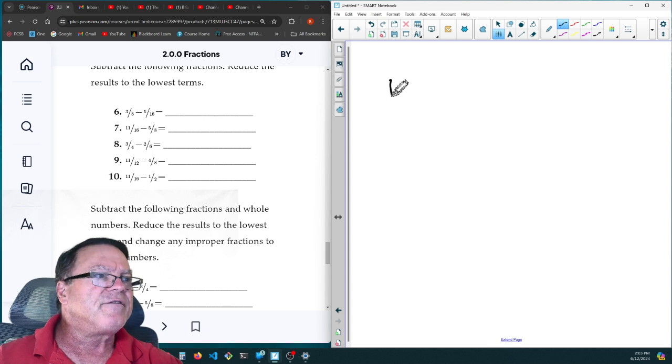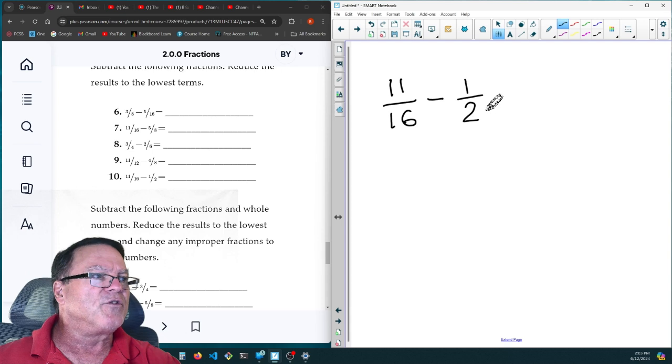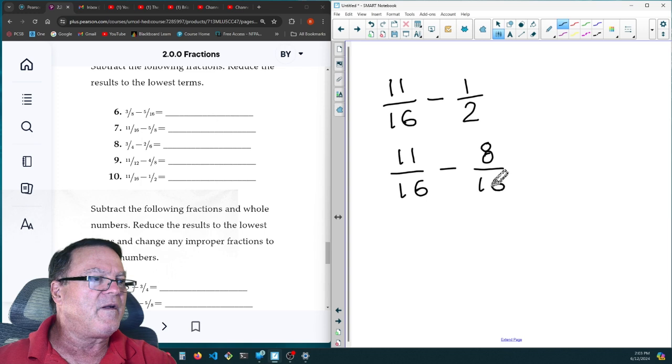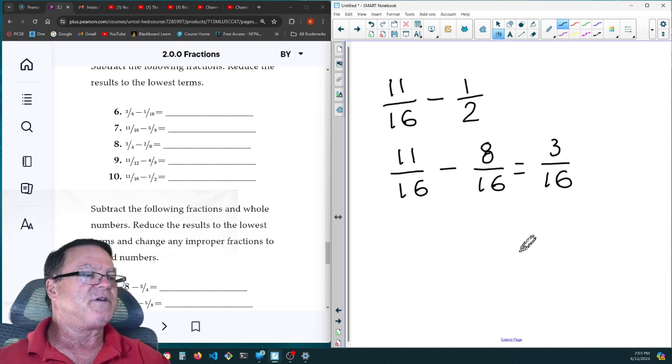11/16 minus a half. 11/16 minus 1/2. And I'm going to multiply these times 8 to get the common denominator of 16. So I have 11/16 minus 8/16, and that equals 11 minus 8 is 3. And I'll leave the denominators alone. 16. 3/16.